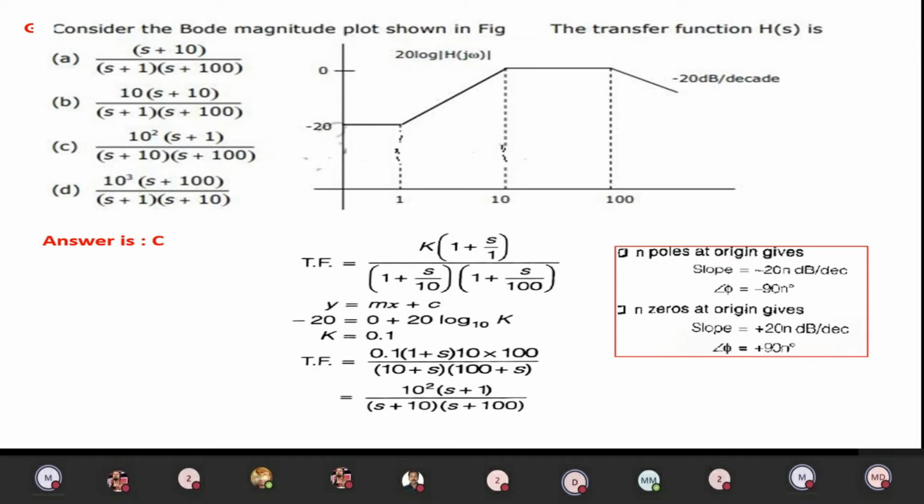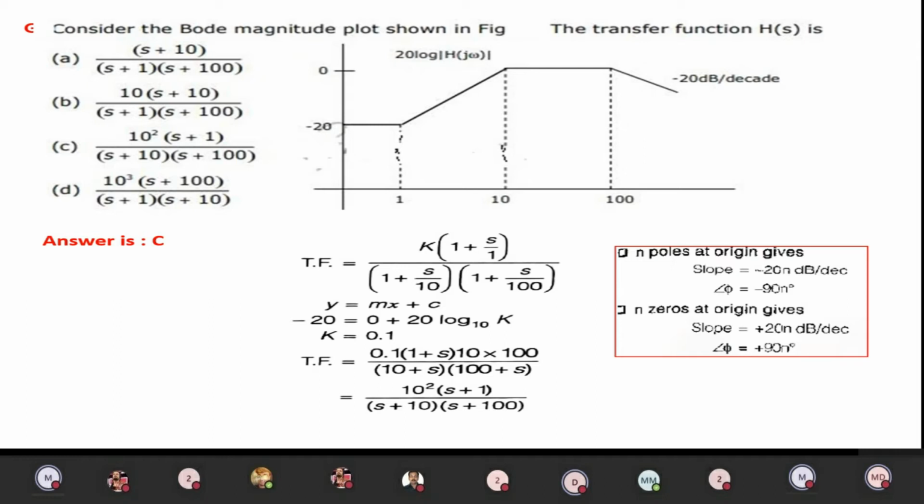Now we have to write the transfer function. For this, we have to remember a small concept we discussed in the Bode plot. If you have n number of poles at the origin, the slope will be minus 20 and the phase angle will be minus 90. If you have n number of zeros at the origin, then it will be plus 20 and plus 90. Now we can see the diagram. I have already told you, if you have a plus 20, then zeros exist. If you have minus 20, a pole is inserted. Okay, so this is the concept simply.